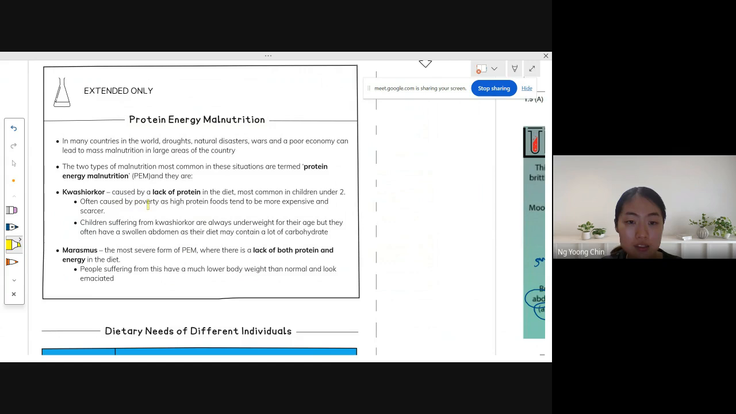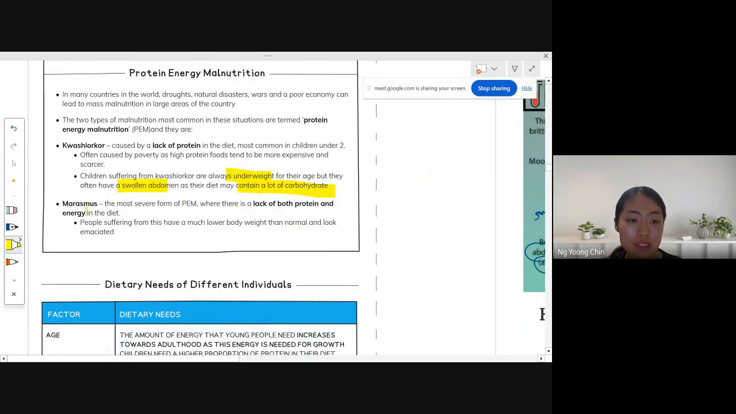So they are underweight for their age, but have swollen abdomens, as their diet may contain a lot of carbohydrates. That means in poor countries, they usually just eat carbohydrates to supply their daily energy requirements, but they are lacking protein, right? So that's why they don't have the proteins to help them build their muscle. Okay, marasmus means that they are lacking both protein and energy. See, kwashiorkor is lacking protein only, but marasmus is lacking both protein and energy.